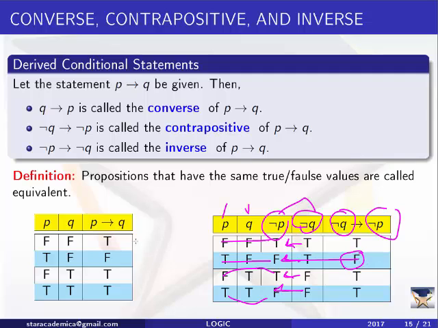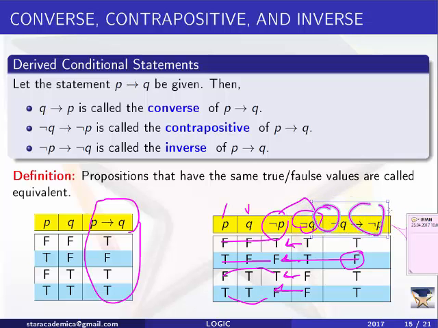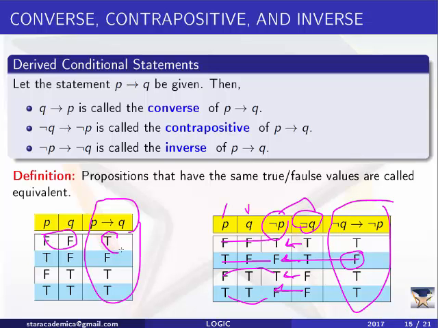True, false, true, false. Now, if we look at this column, P implies Q and not Q implies not P, they have the same truth values, right? So if P, Q are false, false, we get true. Here, P, Q are false, false, we get true. And we go like this. There are 4 cases where they are all equal.